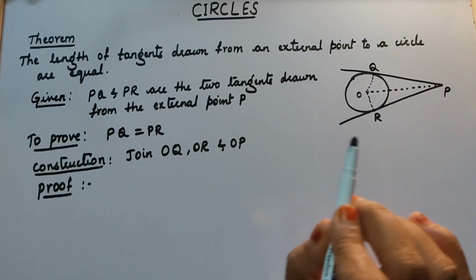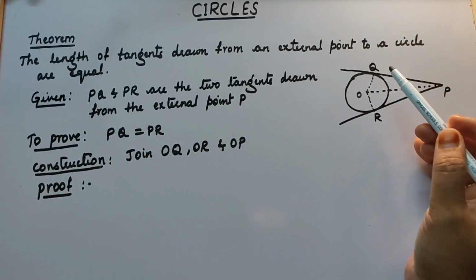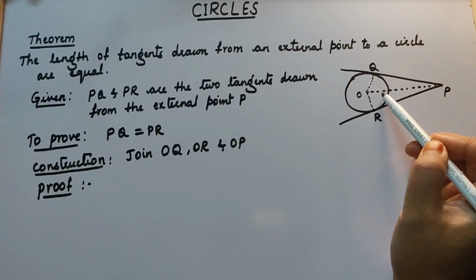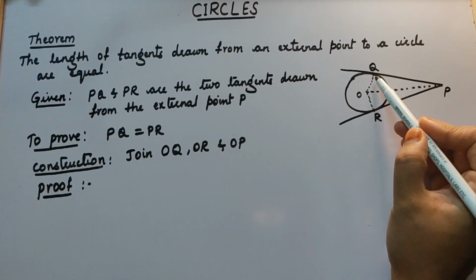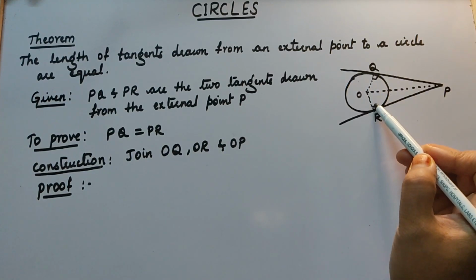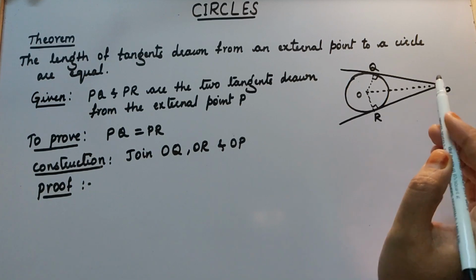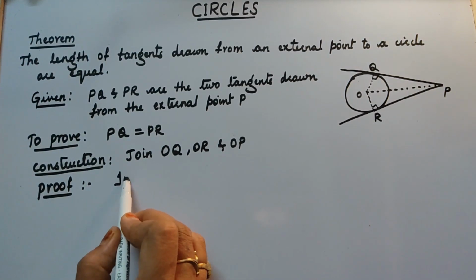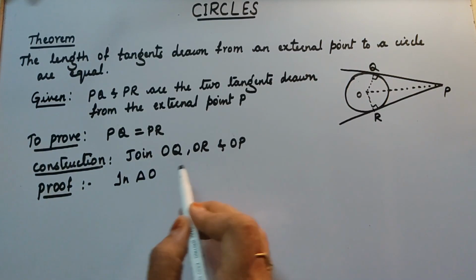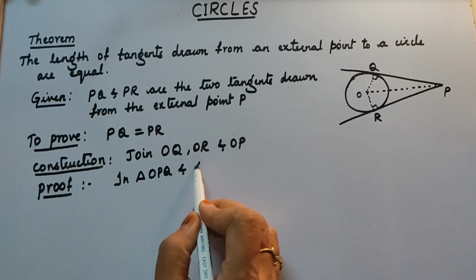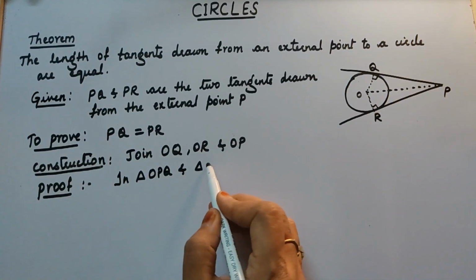Proof: here you can see that we have got two triangles. These two are the triangles. So this is 90 degrees. A tangent touches a circle at 90 degrees, students. So in triangle OPQ and triangle OPR.